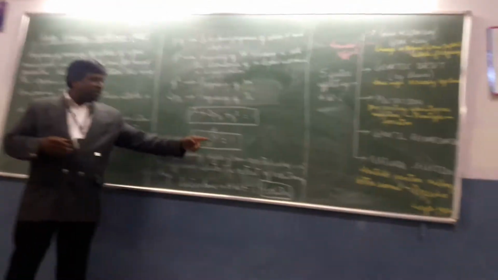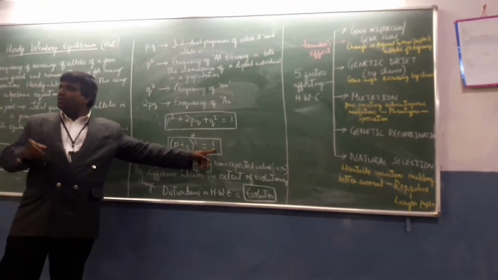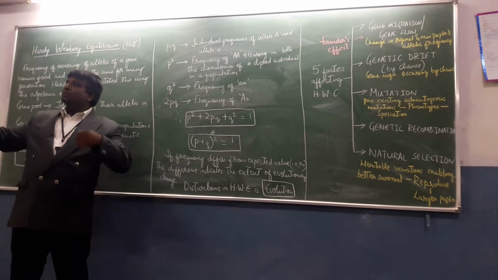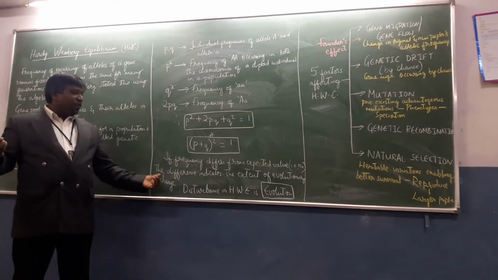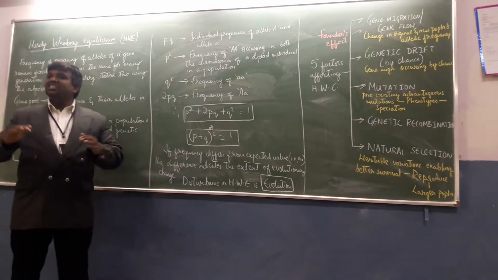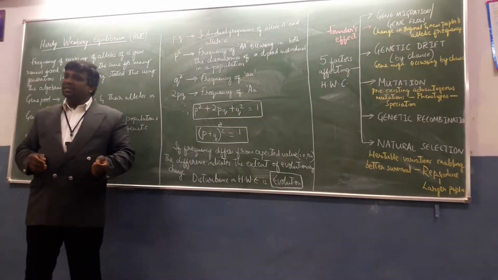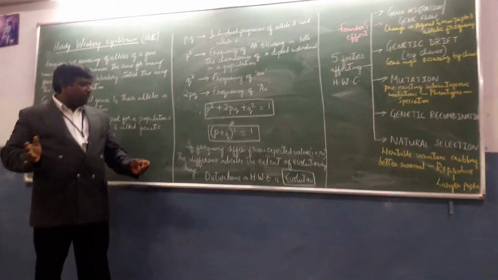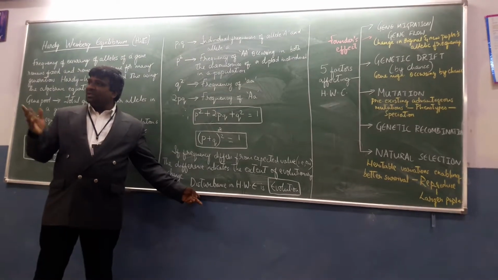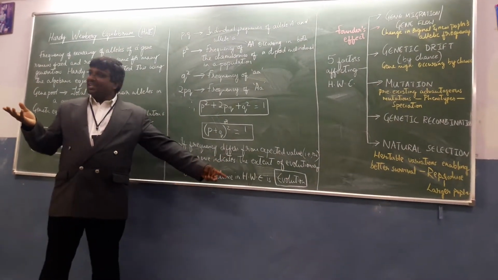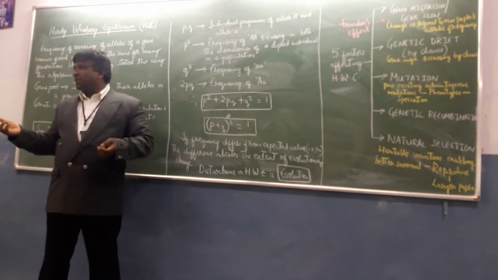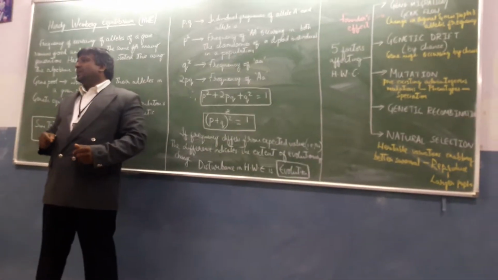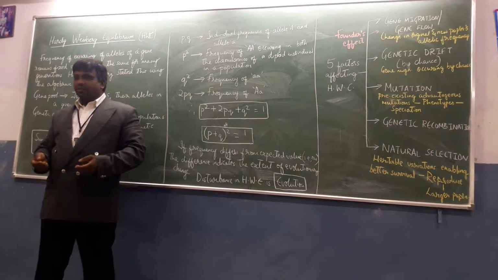The frequency differs from the expected value. What is the expected value? 1. That is 1. Maybe it goes to 2 or 3. So the difference of these frequencies indicates the extent of evolution that has taken place. The higher the value, the greater the extent of evolution having taken place within that population. So the disturbance in the Hardy-Weinberg equilibrium is called evolution. The disturbance in Hardy-Weinberg equilibrium is supposed to lead to evolution, the formation of new species.